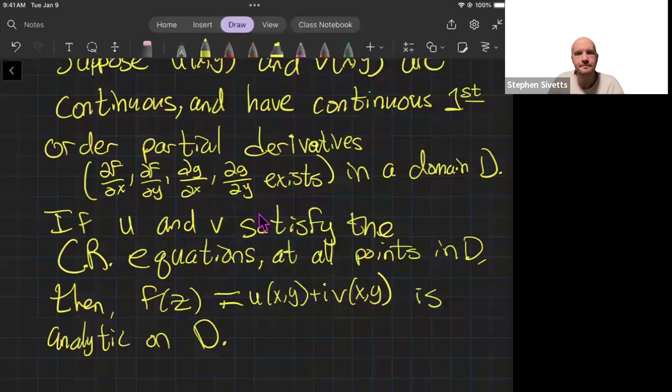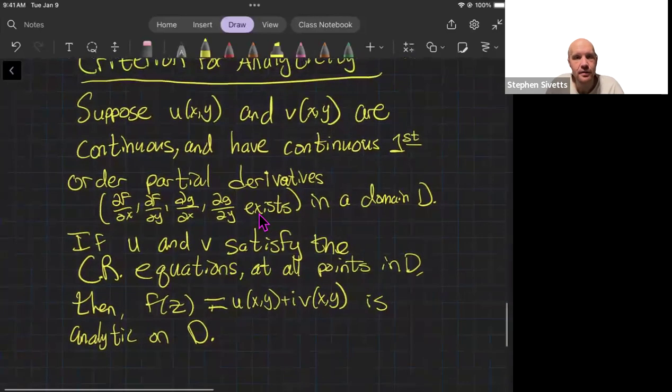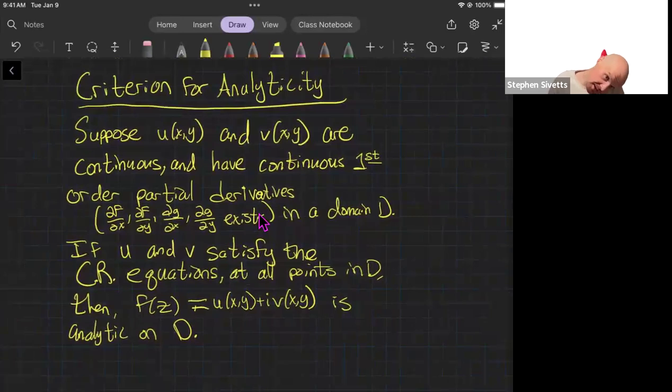Okay, on D. All right, so that is the criterion. So if we have a multivariable function, u of x y and v of x y, and if their first order partial derivatives exist in a domain D, and if they satisfy the Cauchy-Riemann equations, then your function is analytic on that specific domain D.